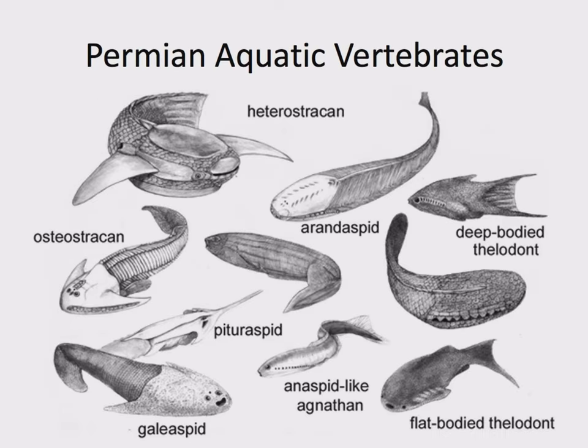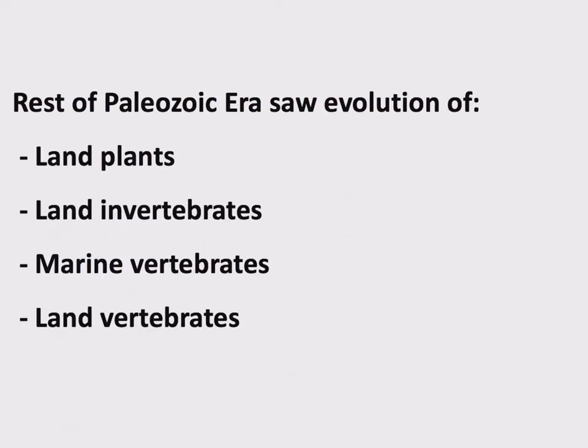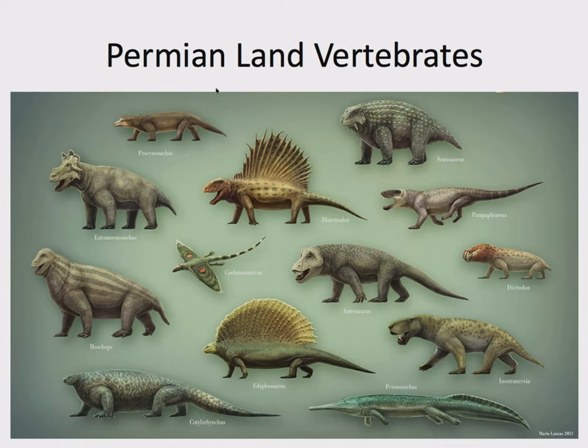So the first fish, basically, weird looking shapes here, but these are aquatic vertebrates within this Paleozoic era. And then eventually, you could probably guess what's coming next, land vertebrates. And so in this period, near the end of the Paleozoic, the Permian period, we see land vertebrates that look like this. And these are kind of weird looking. I guess the Dimetrodon is something that a lot of people are probably somewhat familiar with, but this, this, and all this other stuff.